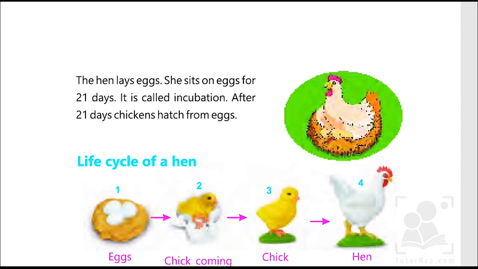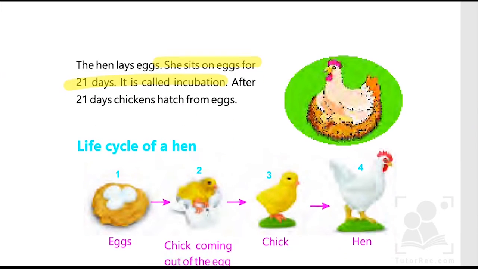So let's highlight it. The 21 days sitting process of a hen on its eggs is called incubation. So after 21 days, what happens? The chickens come from the eggs. So let's have a look.